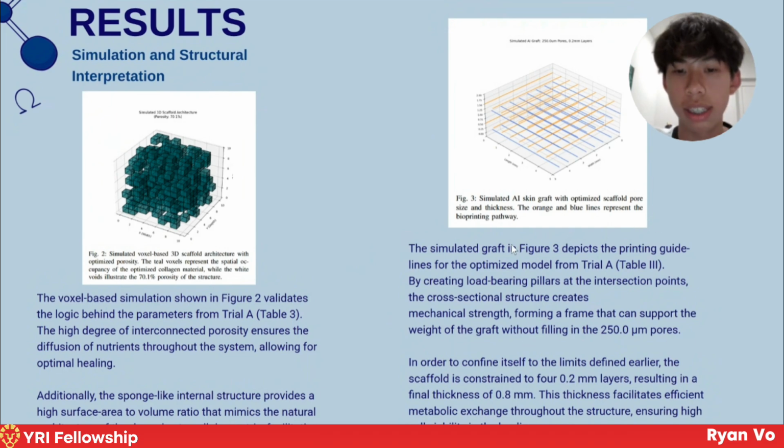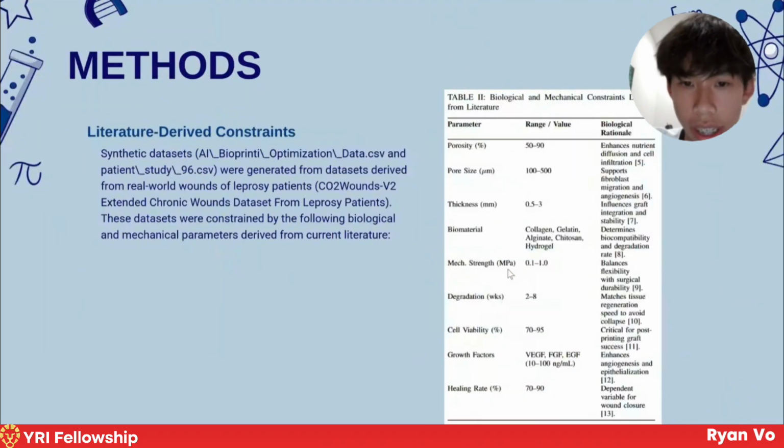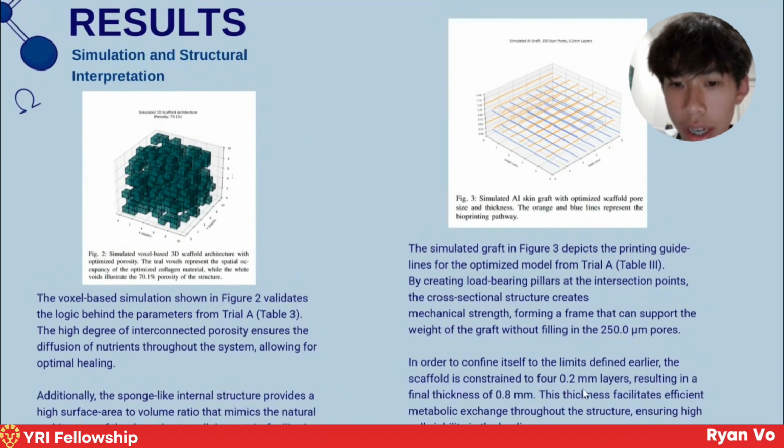And in order to confine itself to the earlier defined limits over here, where you can see thickness 0.5 to 3, it wants to stay within the 0.8 millimeter thickness. So it constrained itself to 4 of 0.2 millimeter layers, which is the average thickness for a filament for bioprinters. And this thickness allows for efficient metabolic exchange throughout the structure, ensuring high cell viability in the healing process.